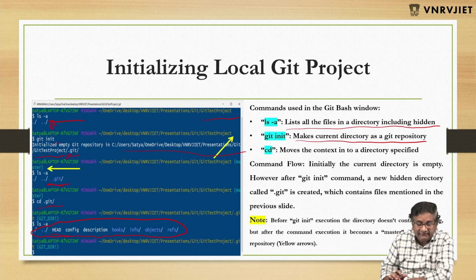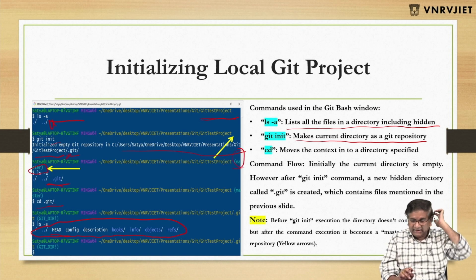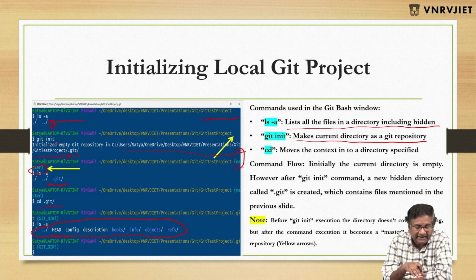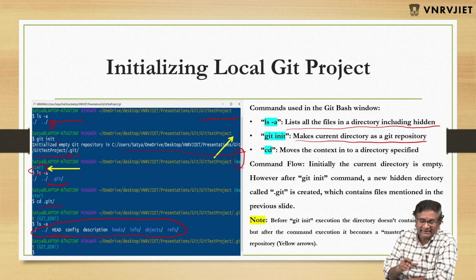One thing we want to observe is, before making it a Git repository, after Git test project there is no prefix or suffix. But once you run git init, you can see that it says master, right? So that means this folder has become a master branch folder. Just remember that. I'll talk about the master branch and other branches later. Whenever you make a current directory a Git repository, it contains a master branch. By default, the branch is the master branch.